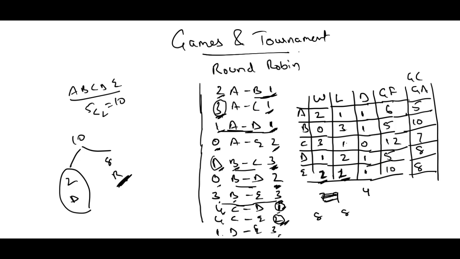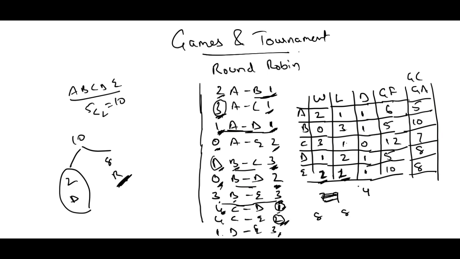D has conceded 1, 0, 4 and 3, 4 and 3, 7 plus 1, 8. And E has conceded 0, 3, 4 and 1. So 0, 3, 4 and 1, that makes 8.